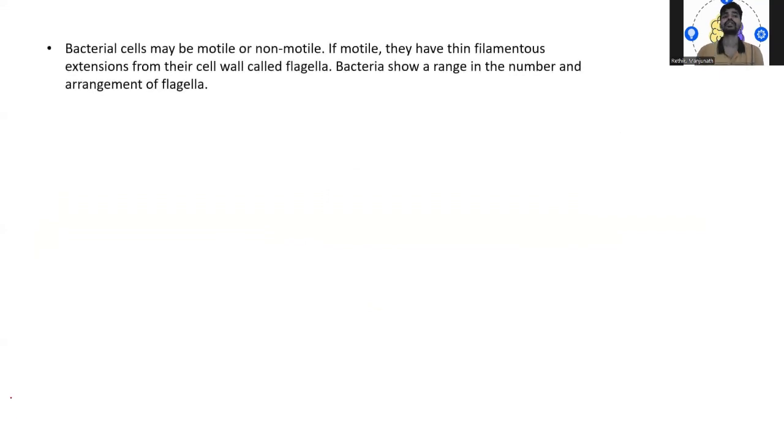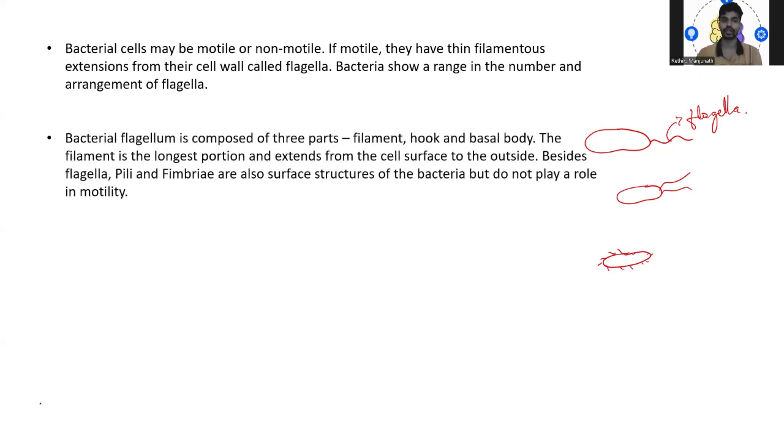Bacterial cells may be motile or non-motile, depending on whether they have flagella or not. A thin filamentous extension from the cell wall is called a flagellum. Some bacteria show only one flagellum, some show two, and some have flagella arranged across the body. The major function of flagella is motion.